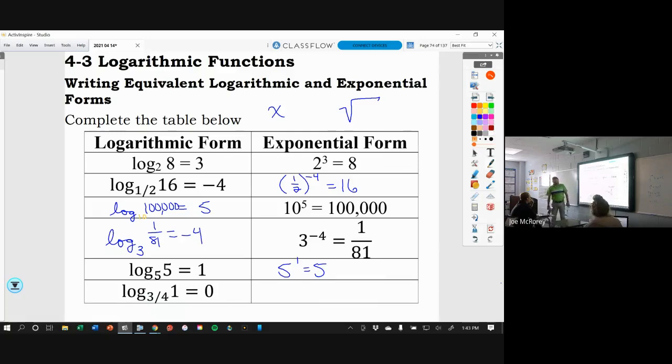The only reason we're writing it there is because we're translating from this to this. It's to show that yes, we do know that that power is 1. And the last one, base 3/4, power 0. To the 0 power is? Yes, equals 1. And any number to the 0 power is 1, right? Yes.